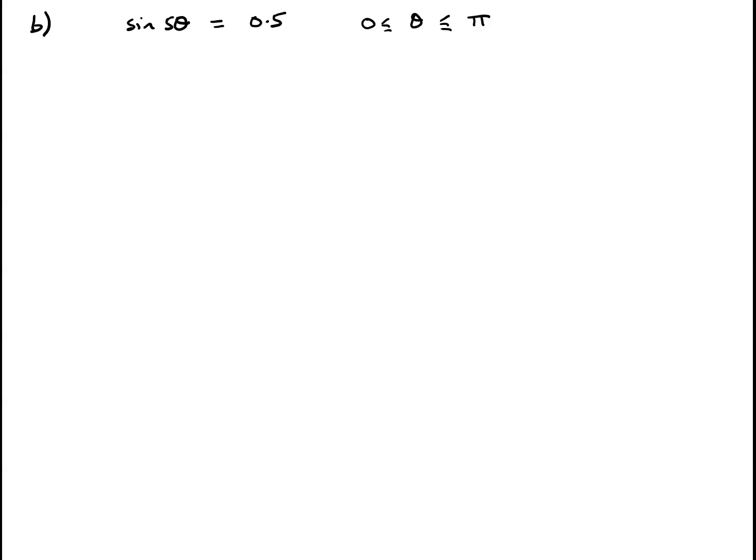Moving on to the second equation, we want to solve the equation sine 5 theta equals 0.5 for values of theta between 0 and pi. The first thing I would suggest doing on this is to make a little substitution. Let z equal 5 theta, so the equation now becomes sine z equals 0.5 with the smallest possible value for z being 0, that's 5 times 0, but the biggest possible allowed value for z is 5 times pi because z is 5 times theta.